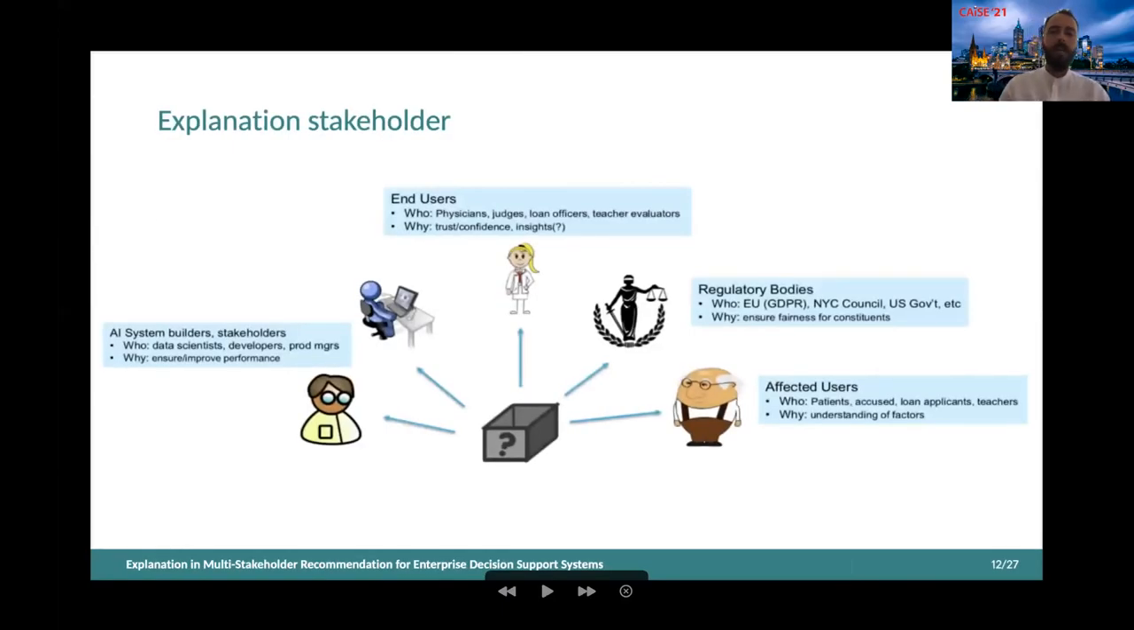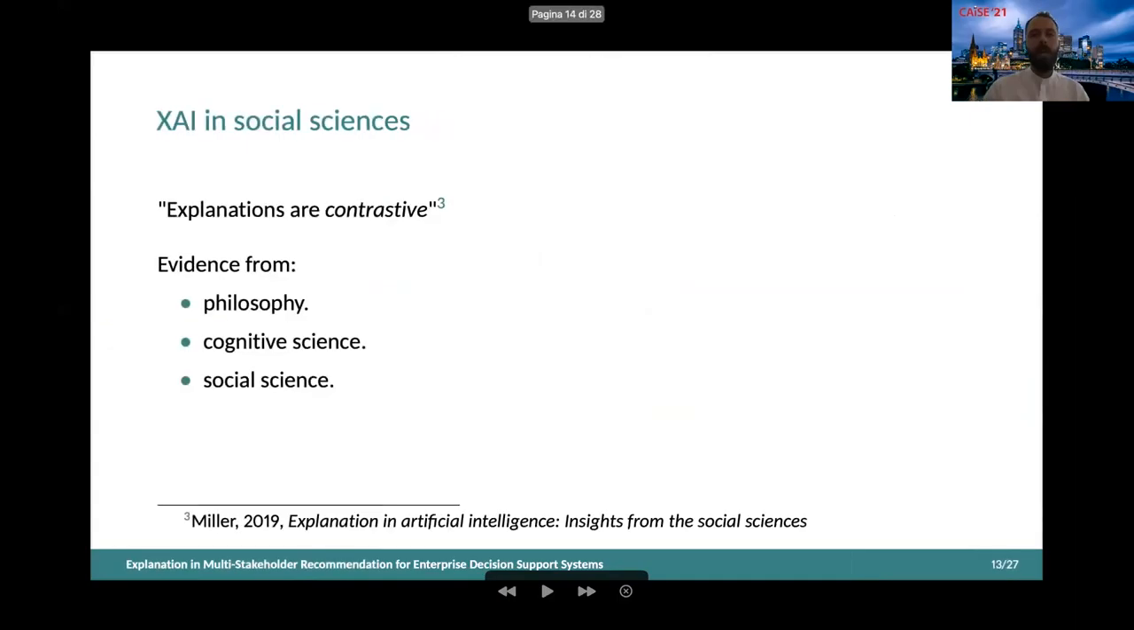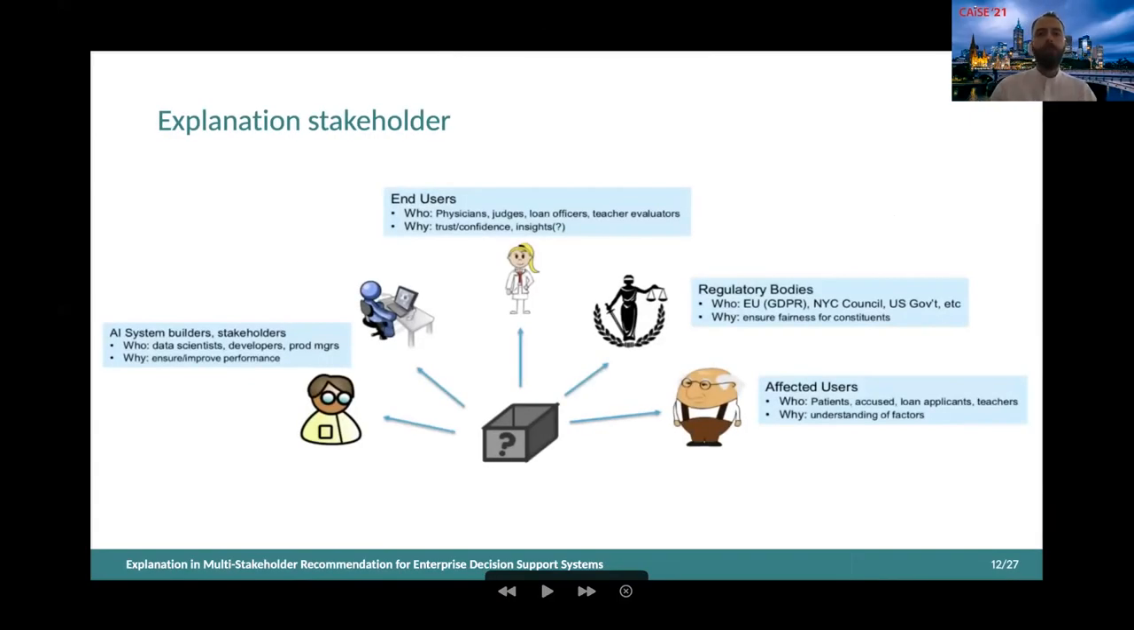In this slide, we can see how different actors receive the explanation and the reasons why they receive it. We have also the AI system builder, because explanation could be a useful tool to debug the system, since the AI system builder and the system designer want to understand why the performance of the system is poor. But we have also the regulatory bodies, like the European community, that want to understand if the black box model that provides some critical decisions does not discriminate against any kind of gender, for instance.